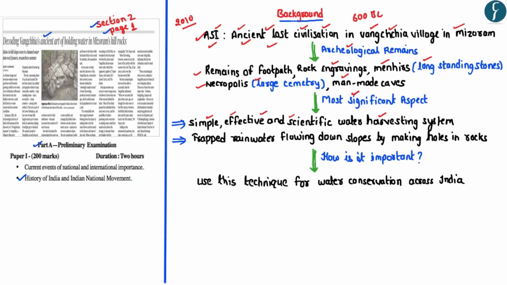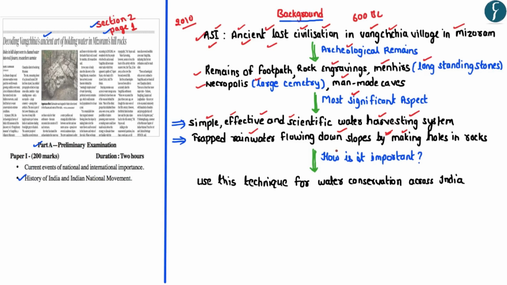In order to store the water, the people of this lost civilization used to trap the rainwater which was flowing down the slopes by making holes in the rocks. Such a technique enabled the people to store the water in the fissures as well as veins of the rocks. Because of this, the water harvesting system is considered to be a simple, effective, and scientific way of storing water.